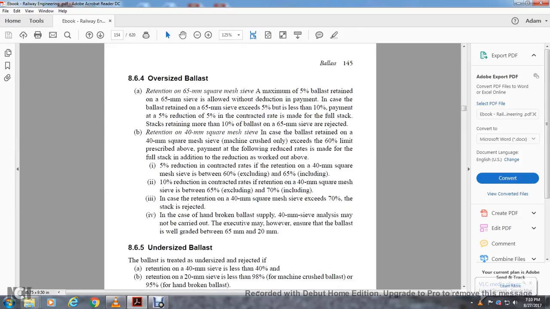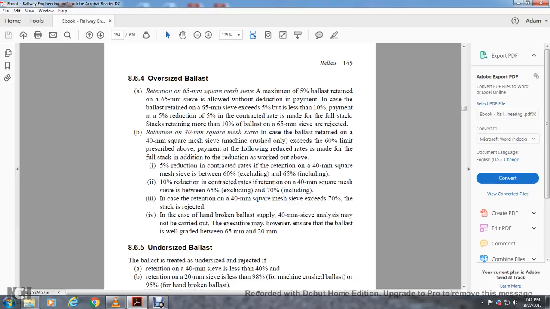8.6.4 Oversized ballast. Retention on the 65 millimeter square mesh sieve with a maximum of 5% ballast retained on the 65 millimeter sieve is allowed with deduction in payment. In case the ballast retained on the 65 millimeter sieve exceeds 5% but is less than 10%, payment is made with a 5% reduction in the contract rate for the full stack. A stack retaining more than 10% ballast on the 65 millimeter sieve is rejected.